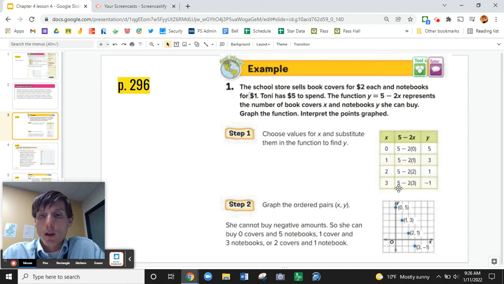All right. And 5 minus 2 times 3 being 6 is negative 1, right? We cannot have, of course, negative 1 dollars for notebooks. So that one would be an impossible thing to do. And we can see that with the graph. All the rest of these are in our first quadrant. We have our points labeled (0, 5), (1, 3), (2, 1). All right. And so we have a graph like so. Okay, those are all the possibilities for Tony to buy books at the bookstore.